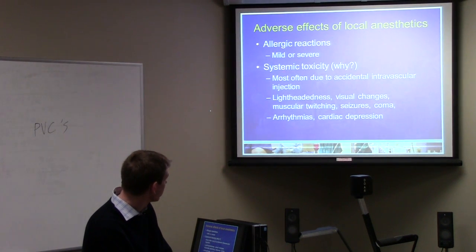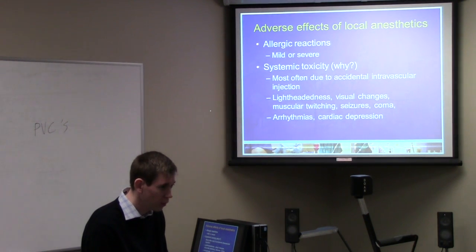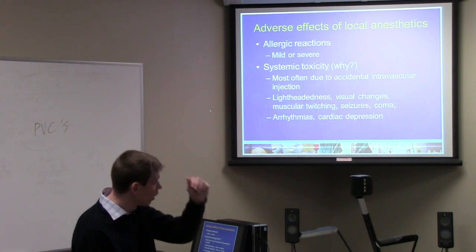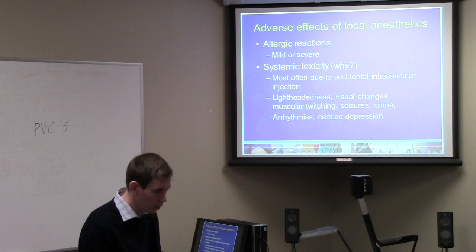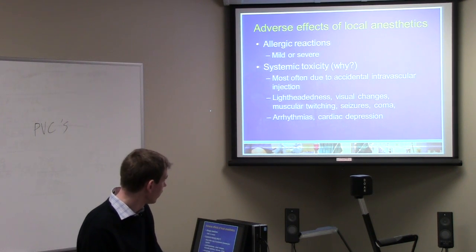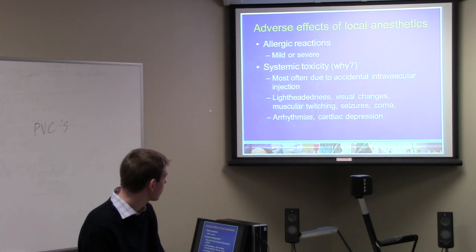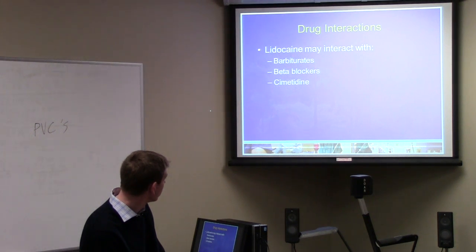There could be some systemic toxicity, especially if it gets in the bloodstream. You really can have some potential problems, depending upon how much and what conditions the patient has. If the patient's healthy and some gets in the bloodstream, you're going to be fine. If the patient is not healthy and it gets in the bloodstream, the potential for adverse reactions is going to go up. Some interactions with lidocaine.